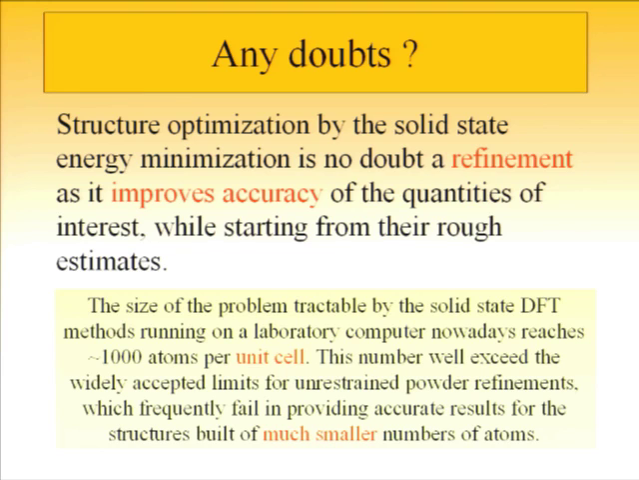So suppose you have 476 atoms, multiply by 3, and you obtain the number of coordinates you are optimizing in one run. This number is far beyond any powder refinement. Even a good deal of single crystal refinements would have problems with this. So when you see that this number will exceed the limit for unresistant powder refinements, I would say any diffraction, any refinement based on diffraction data, especially powder refinements which frequently fail in providing accurate results for much, much smaller numbers of atoms.